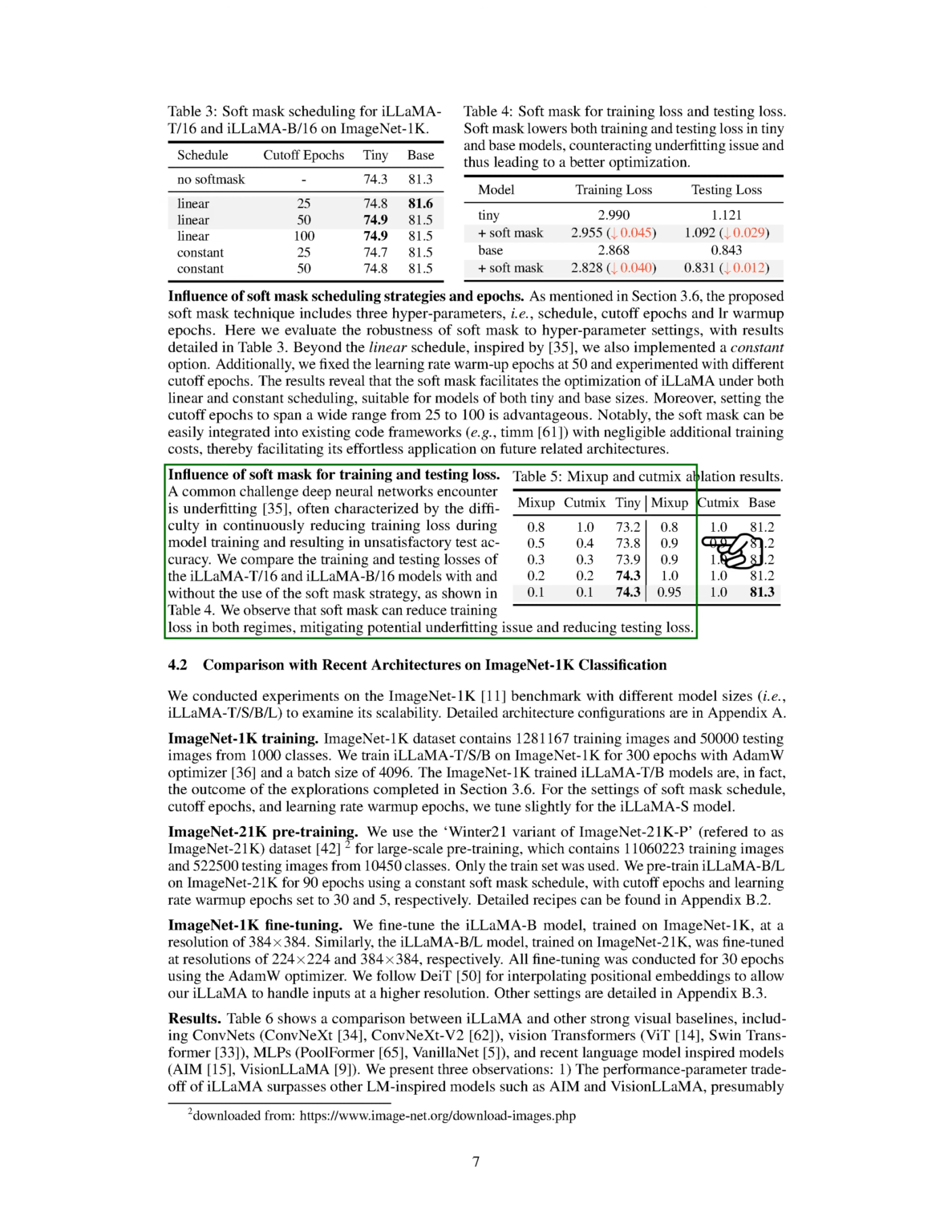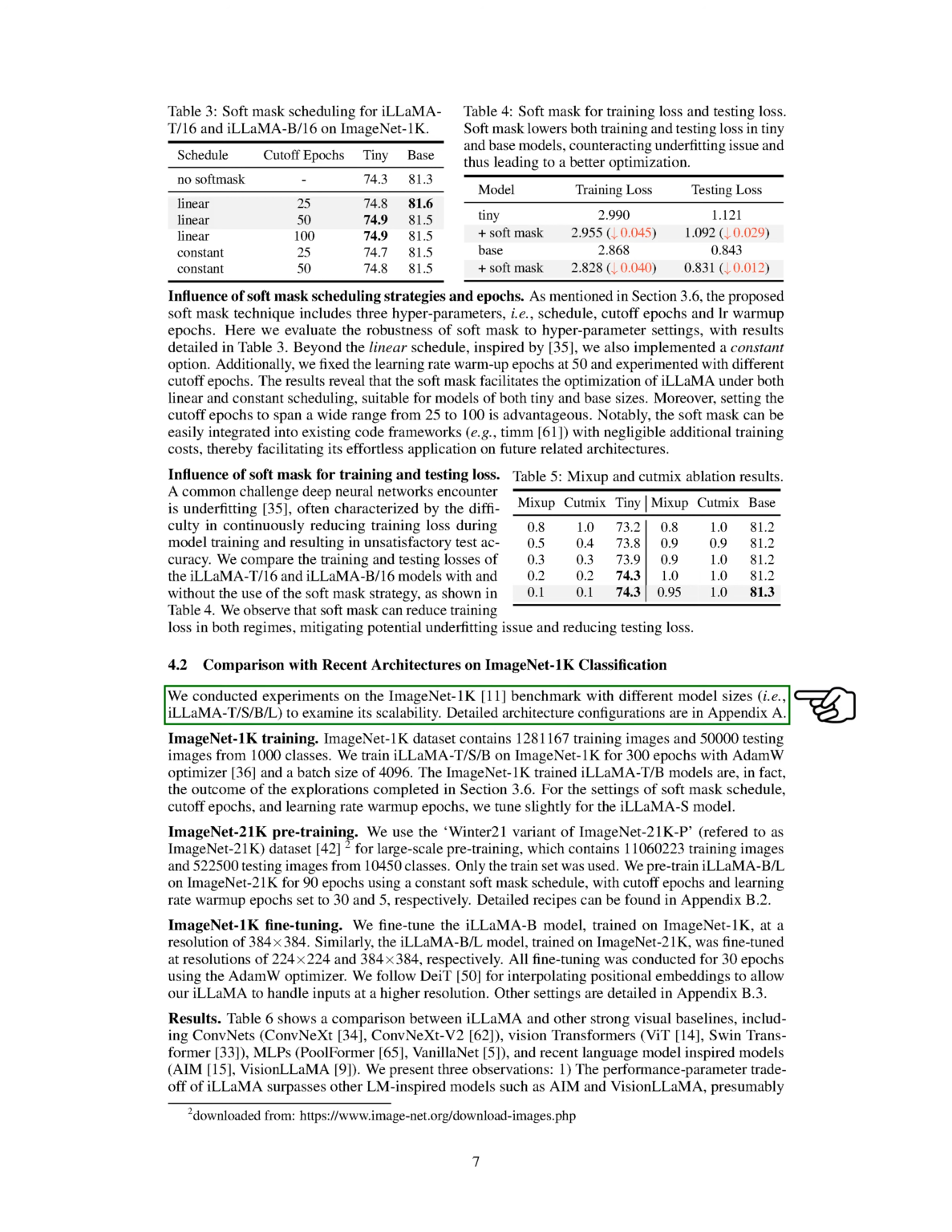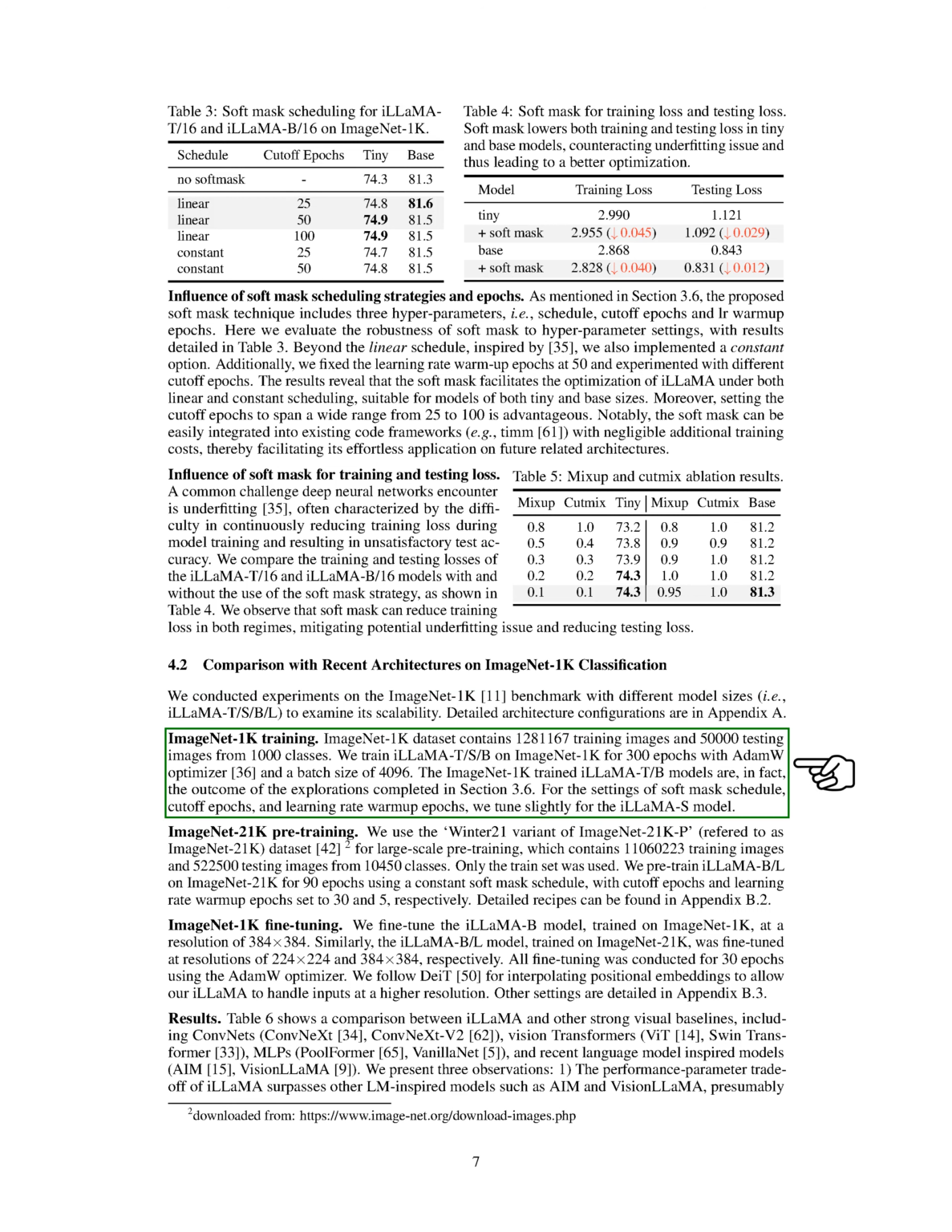Section: Comparison with recent architectures on ImageNet 1K classification. In this section, we conducted experiments on the ImageNet 1K benchmark using various model sizes, i.e., LLaMA T, S, B, L, to assess their scalability. The ImageNet 1K dataset consists of 1,281,167 training images and 50,000 testing images across 1,000 classes.